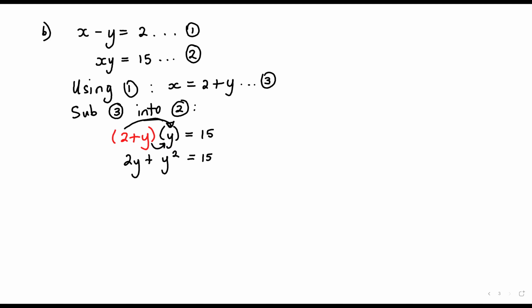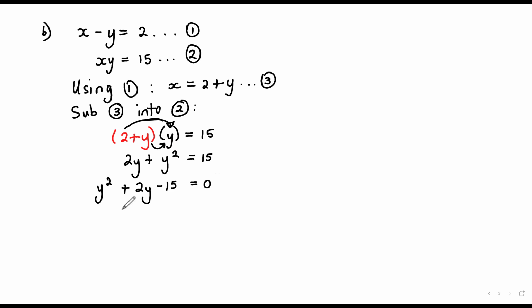Now, again, this is a quadratic, so I want to get it in the form ax squared plus bx plus c is equal to 0. In this case, it's y, so it'll be ay squared plus by plus c. So y squared is the variable squared, so that's your ax squared term, basically, plus 2y. I'm going to move 15 to the left-hand side because in order to solve a quadratic, it must be equal to 0. So y squared plus 2y minus 15 is equal to 0.